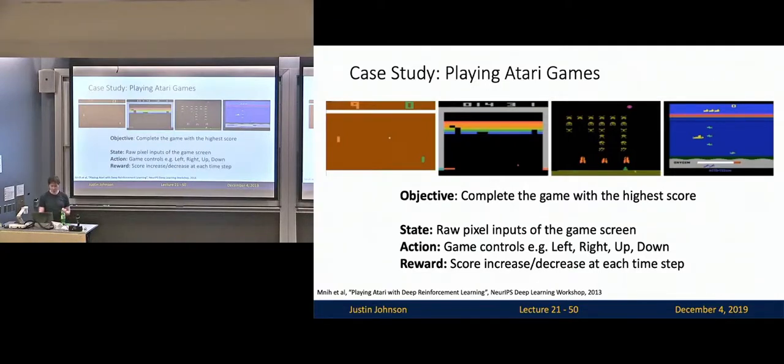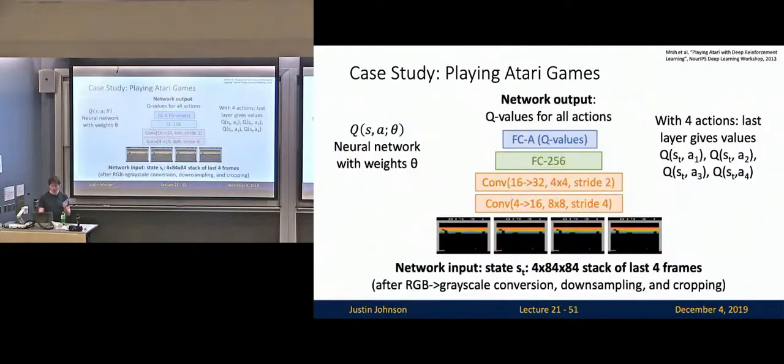games. Here the objective was to observe the game state and then predict what action we should take to maximize the score in the game. And you can use deep Q learning to solve this problem.